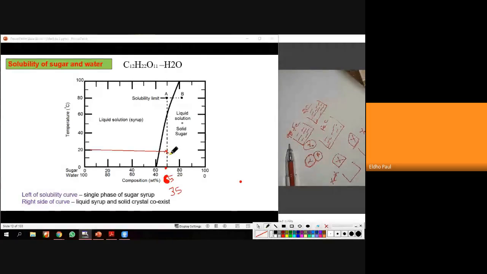What are the different components we can see at this point? What components are there at this point?